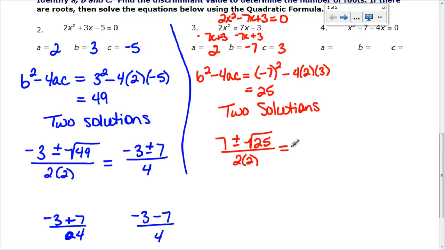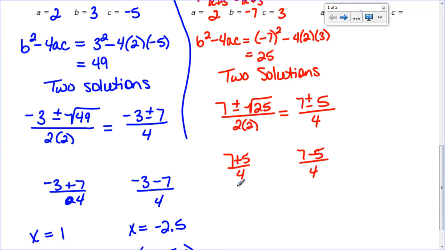And then we simplify. So I end up with 7 plus or minus 5 all over 4. So that gives me my two problems, 7 plus 5 divided by 4 and 7 minus 5 divided by 4. Well, 7 plus 5 makes 12, divided by 4 gives me 3. So I have x is equal to 3. And this one, 7 minus 5 is 2, divided by 4 gives me 1/2 or 0.5. So my two solutions are going to be at (3, 0) and at (0.5, 0).